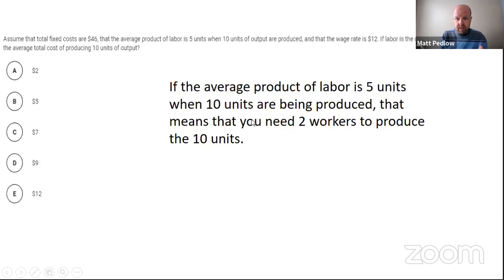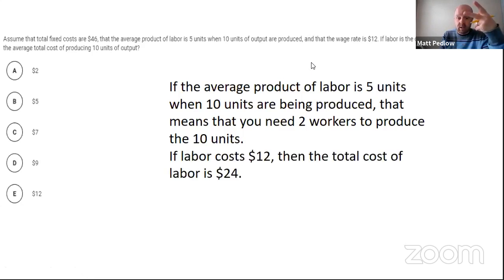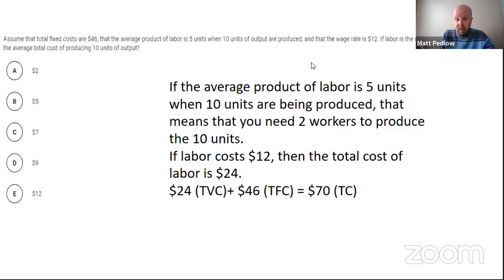That's important, okay? Last piece of information here, the wage rate is $12. That's important as well because now if I need 2 workers, then my total labor costs are $24, 2 times 12. So when I'm making 10 units, my average product of labor is 5, and I'm making 10, so it took me 2 workers. Their wage is $12, so 2 times 12 is 24. Go back to your fixed cost because 24 plus 46 equals $70.